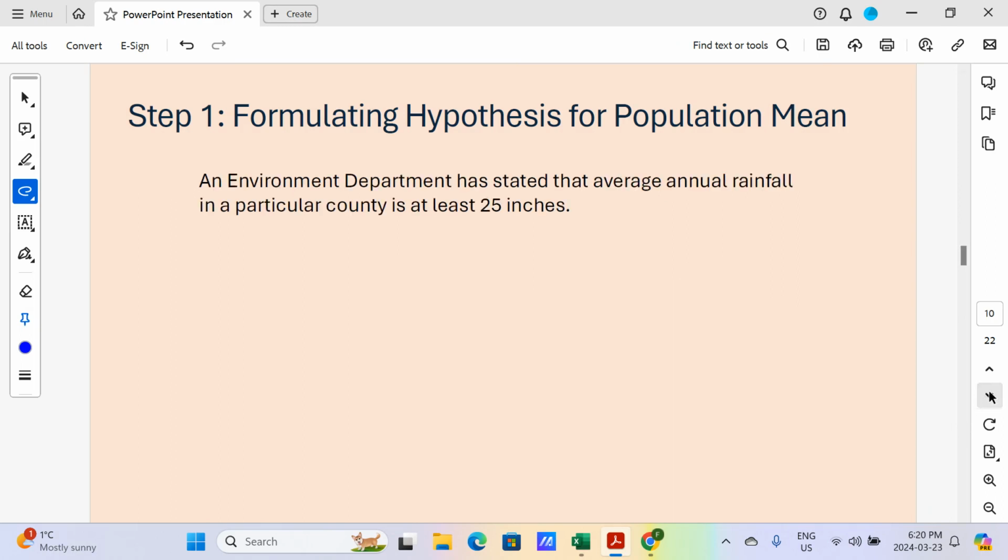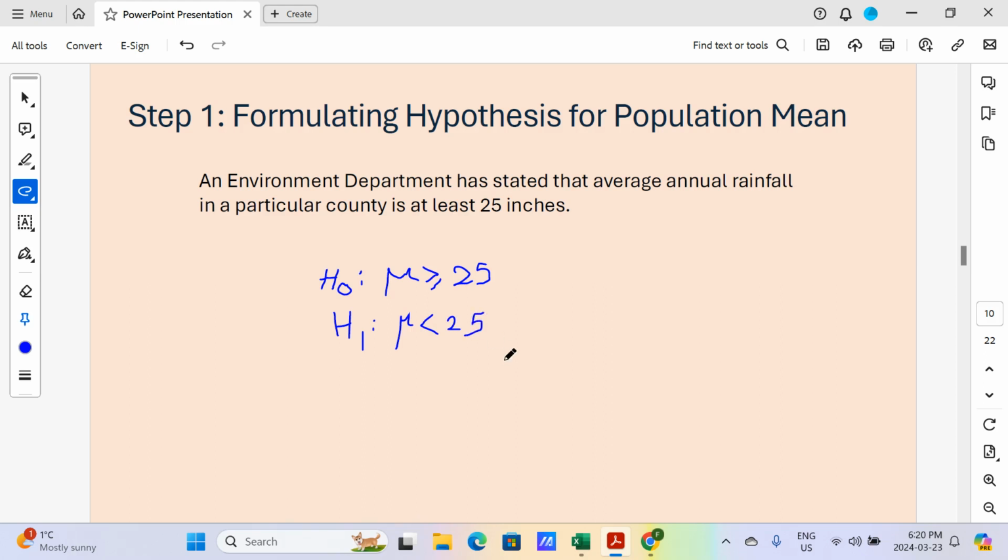So let's formulate H0 and H1 for this example. An environment department has stated that the average annual rainfall in a particular country is at least 25 minutes. So the average is at least means more than or equal to 25. It can be 25, 26, 27 and more. So here, because I have an equal sign, that would be H0. Okay, so as a result, the alternative one would be mu is less than 25.